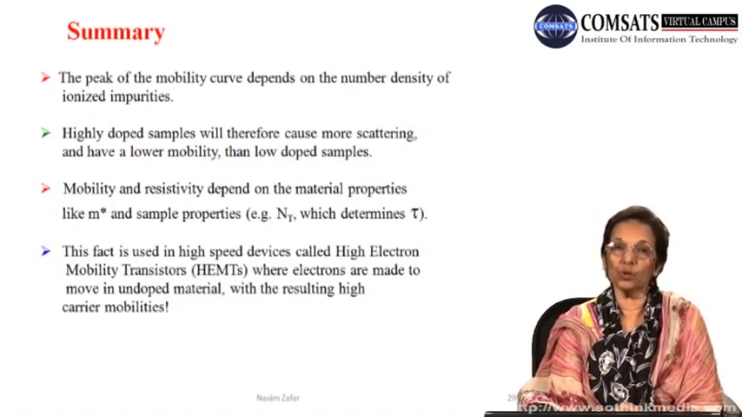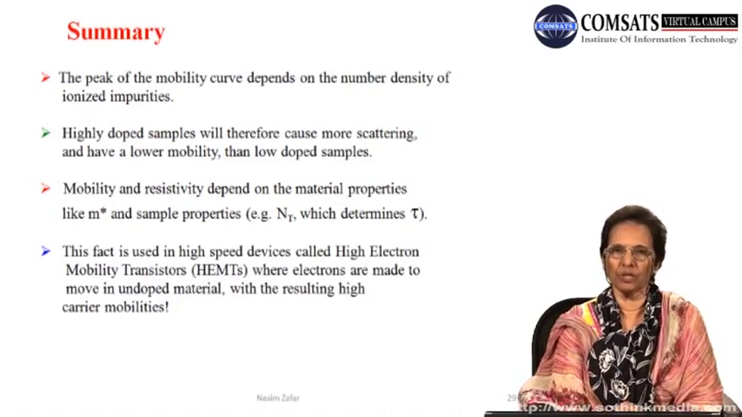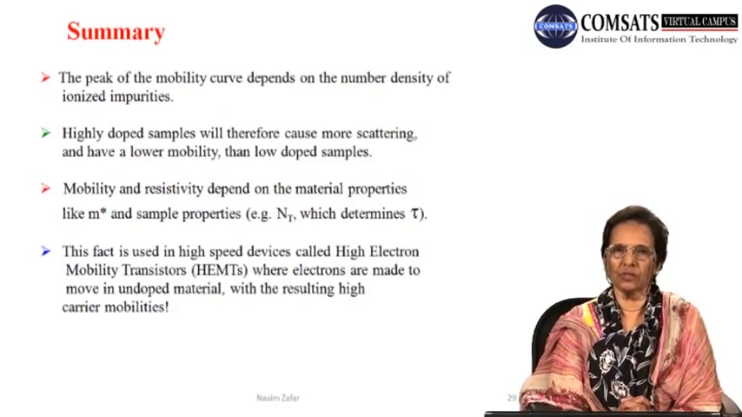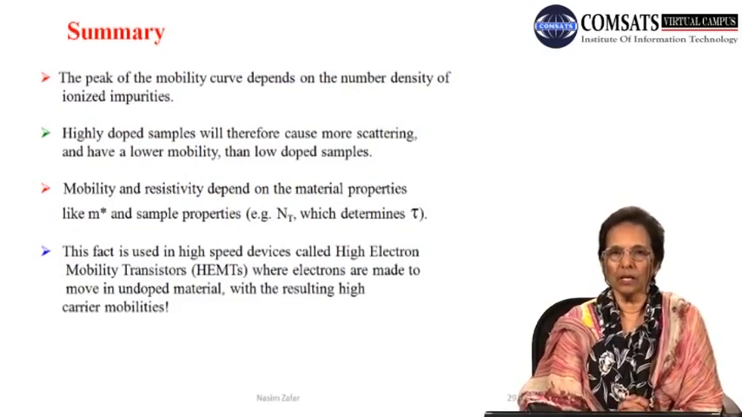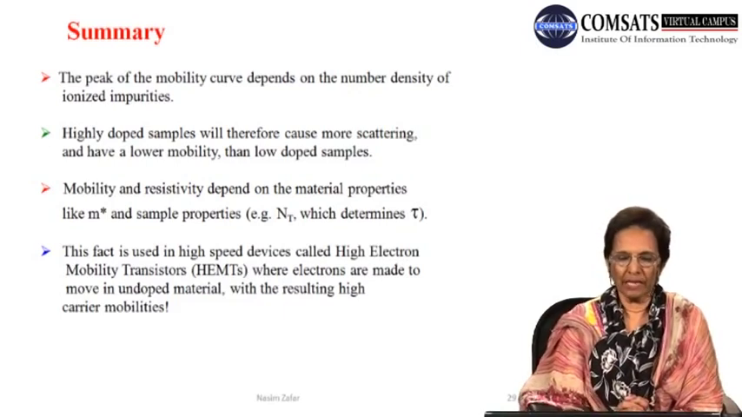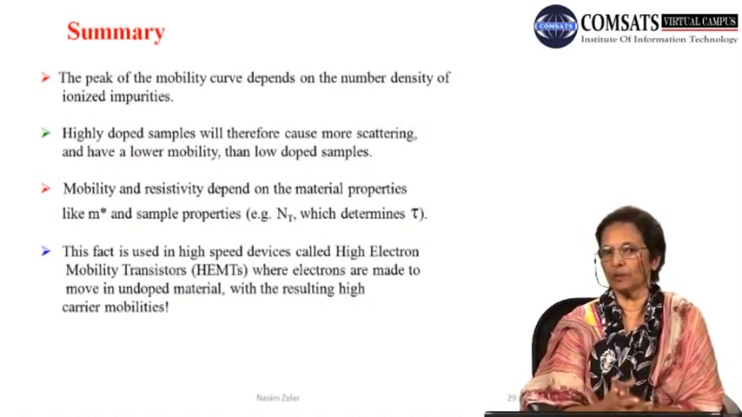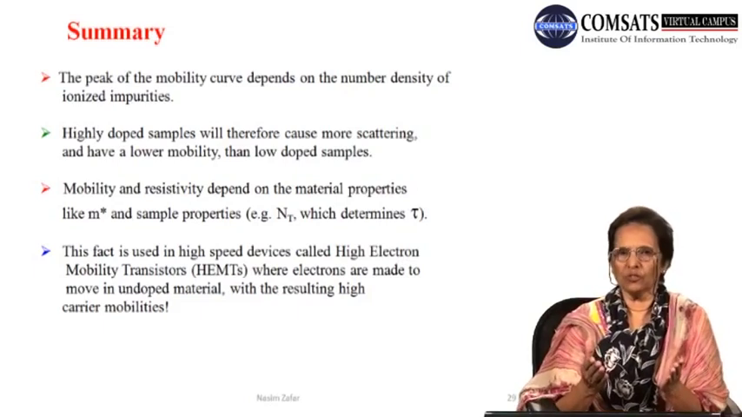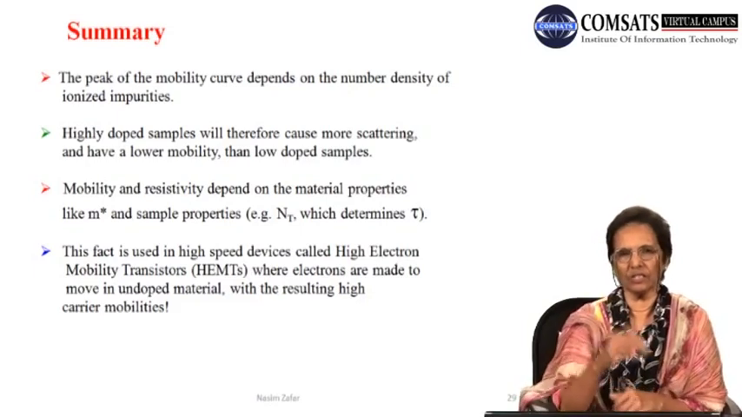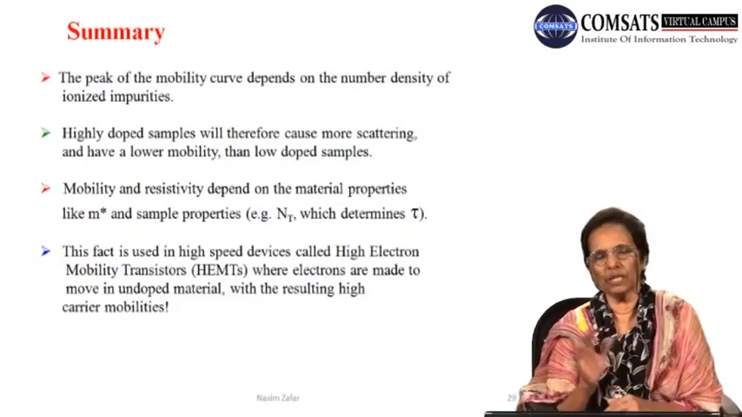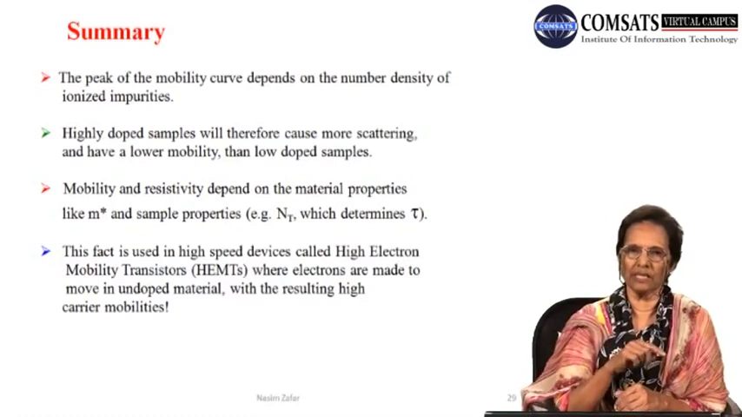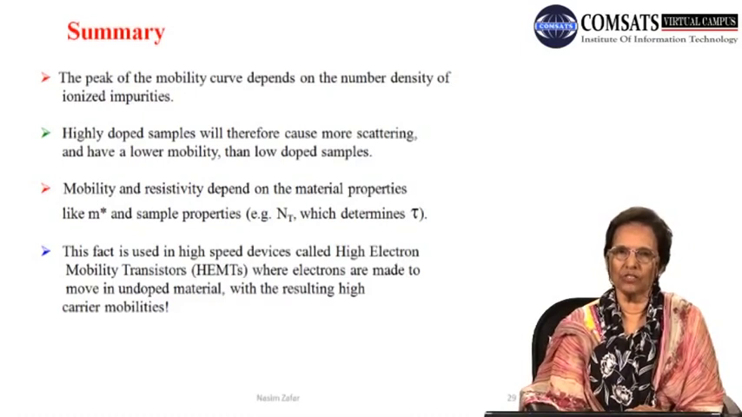there are devices where we do want to have higher concentration of donor or acceptor impurities. That is, there are devices which have a large number of ionized acceptor and ionized donor concentration. In such highly doped samples, the electrons and holes will suffer a higher number of scatterings and thus have lower mobility than in the samples which were not so heavily doped. So the low value of mobility is at the cost of enhancing the carrier concentration. We gain one factor, that is increased carrier concentration, but on the other hand, we lose on mobility. The mobility decreases.